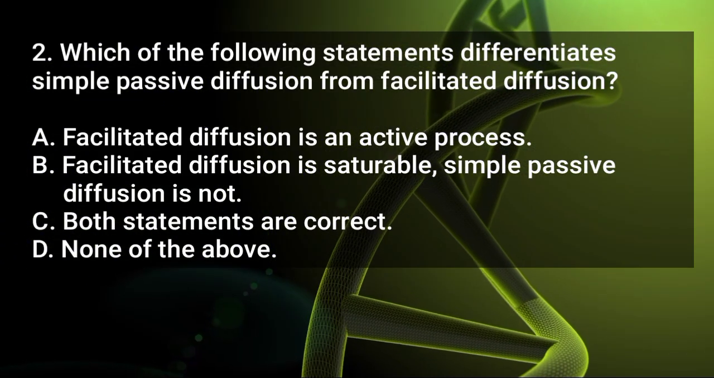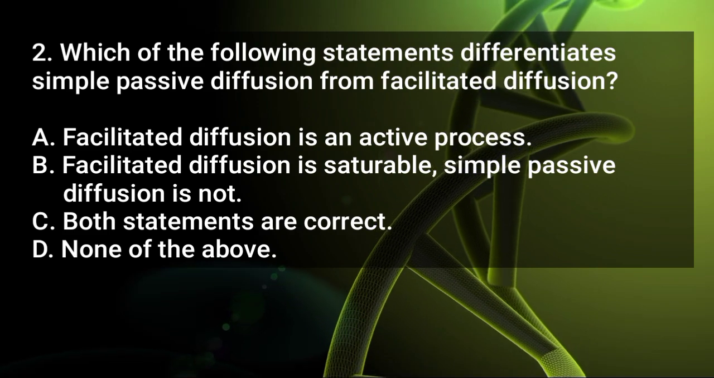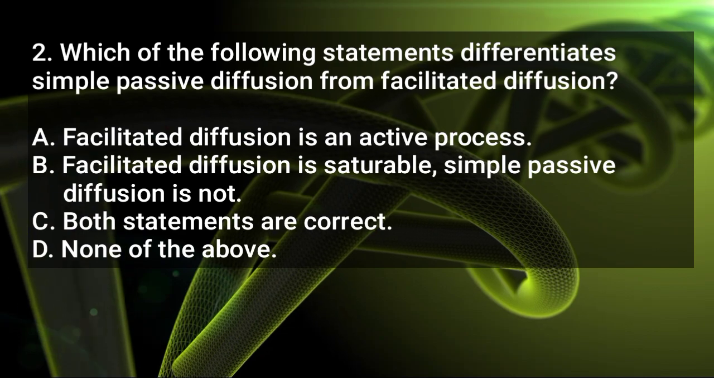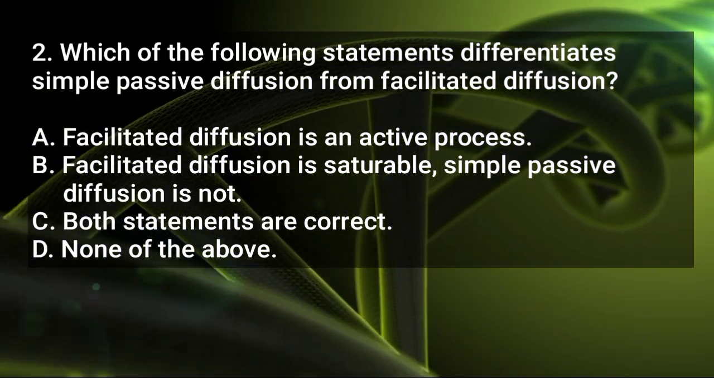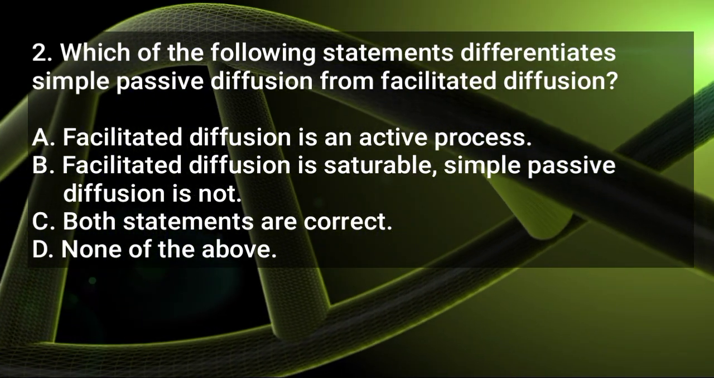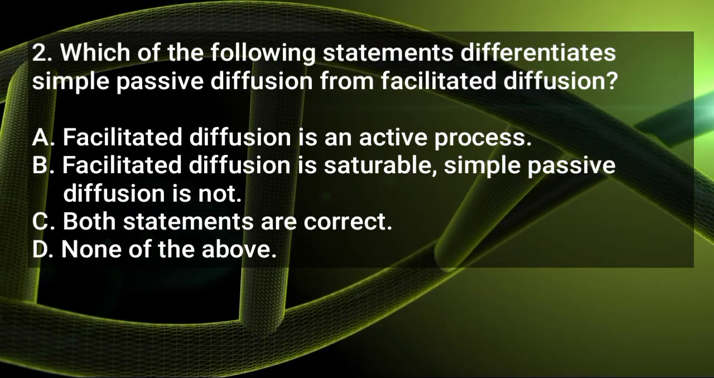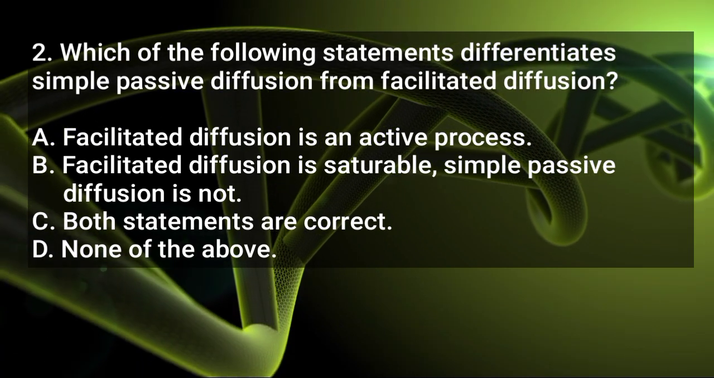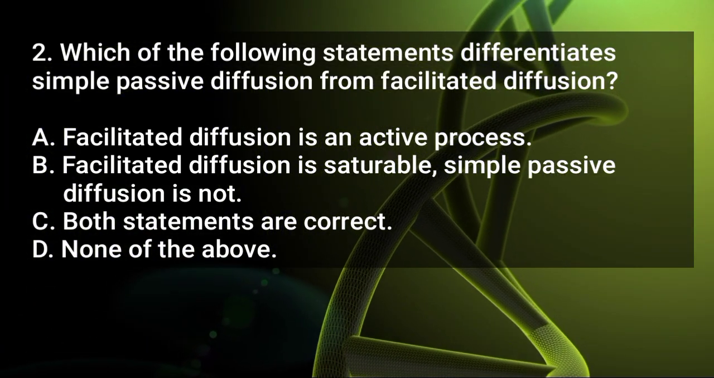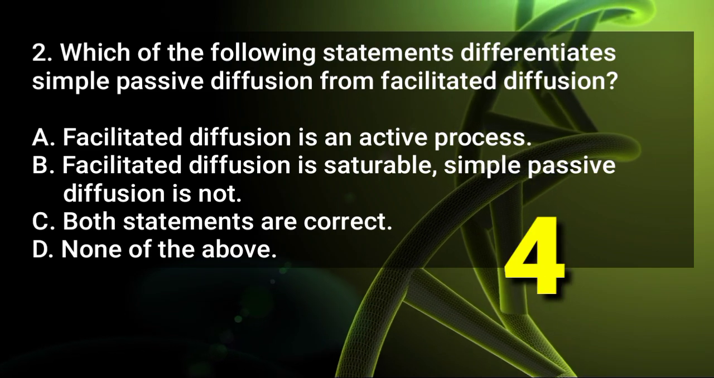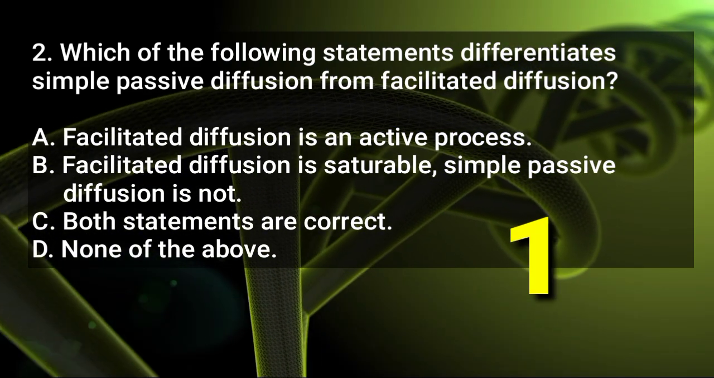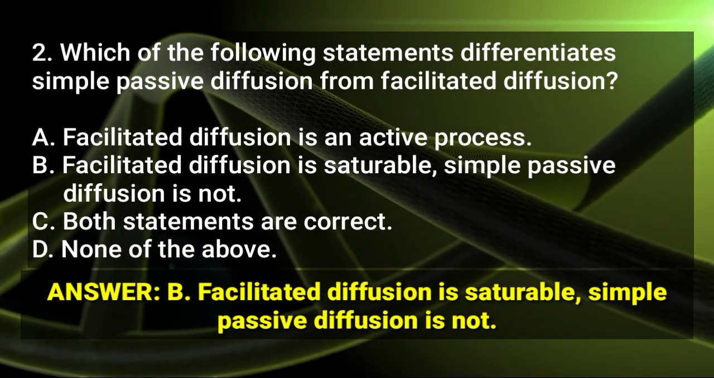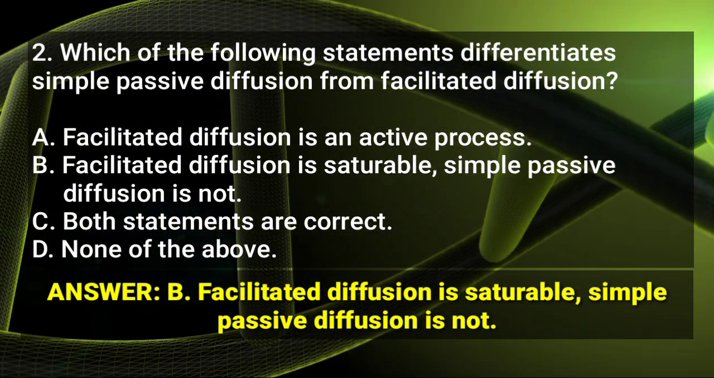Question number 2. Which of the following statements differentiates simple passive diffusion from facilitated diffusion? A. Facilitated diffusion is an active process. B. Facilitated diffusion is saturable, simple passive diffusion is not. C. Both statements are correct. D. None of the above. Answer: B. Facilitated diffusion is saturable, simple passive diffusion is not.